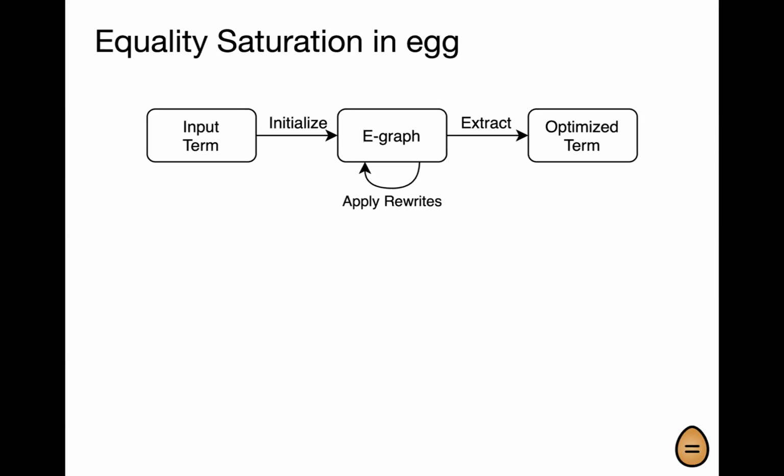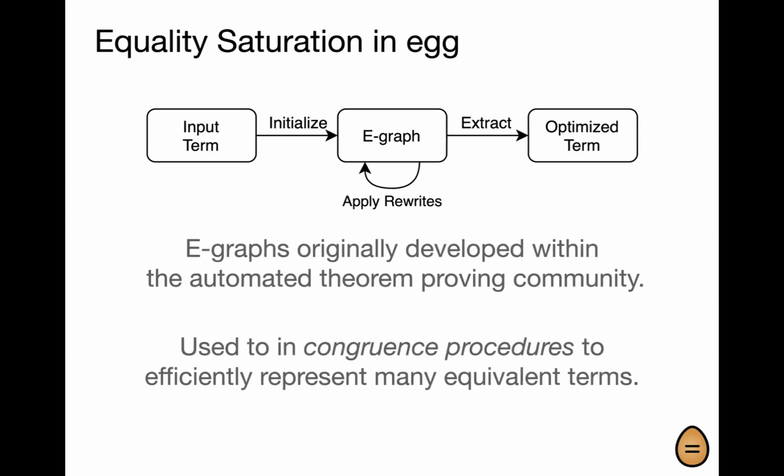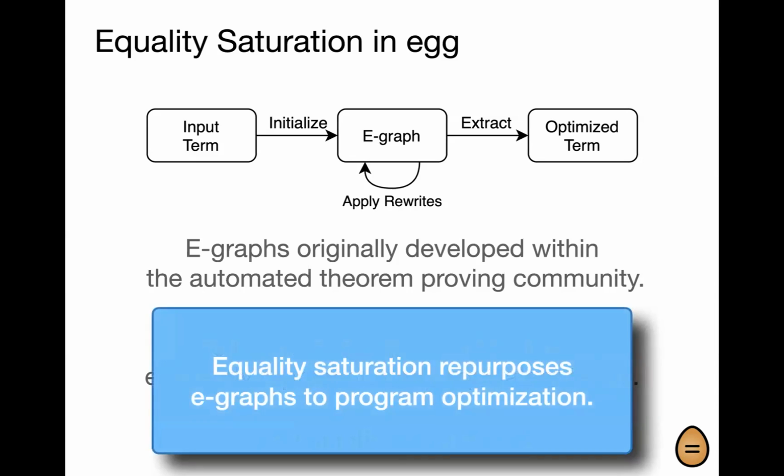Yeah, so the heart of this approach is really the egraph, originally developed in the automated theorem proving community to help with congruence procedures. And that's important for representing many equivalent terms. Essentially, when reasoning, if I know that A is equivalent to B, then I know that F of A is equivalent to F of B, and I need to propagate that information efficiently. So equality saturation repurposes the egraph for program optimization.